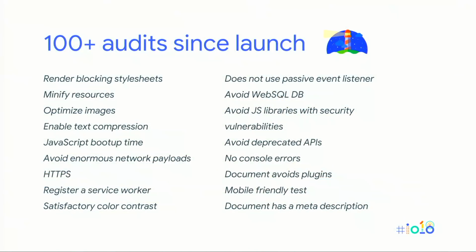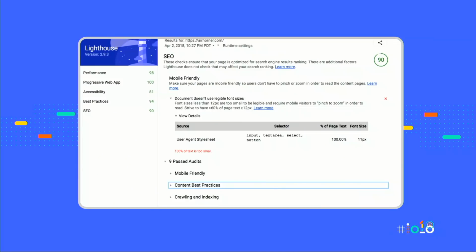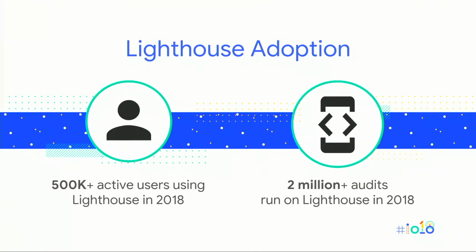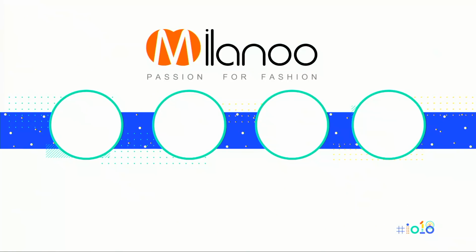And we've been hard at work at making this tool as comprehensive as possible. So we've actually launched over 100 audits into the report, including a whole new section focused on search engine optimization this year. And we've seen a lot of really great adoption in the community. Specifically, in 2018 alone, we've seen over 500,000 users running over 2 million plus audits, which is great. And we hear stories from developers all the time about all the success they're having with Lighthouse. So I want to share with you one of my favorites.